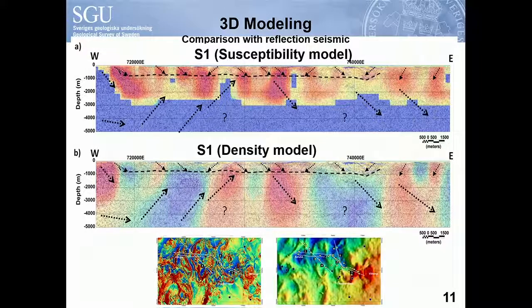Comparing to the seismic data was not so easy for me because I am not an expert. What we did was take some of these reflectivities here on the seismic data and try to compare them to the susceptibility and the density model. At the surface, we see quite good correlation between the reflectivity and the dips with the susceptibility model, but not much at the deeper parts.